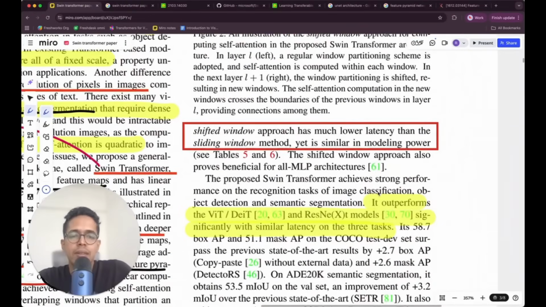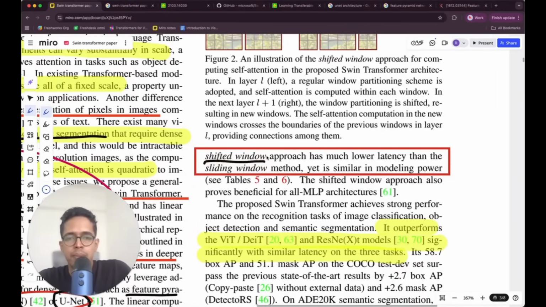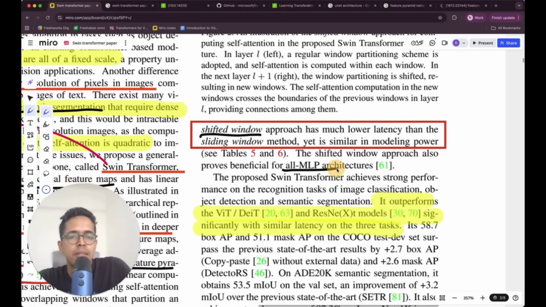In any case, the takeaway is that shifted window is faster and better, because the key query pairs are from the same window. In sliding window, as you look at another pixel as the query, the window that is drawn around that pixel, all the pixels inside that window will become the keys. So as the query changes, keys will change. "Yet is similar in modeling power." So basically, shifted window approach has much lower latency than sliding window method, yet is similar in modeling power. "The shifted window approach also proves beneficial for all-MLP architectures." We'll see what they mean by this in a later section.